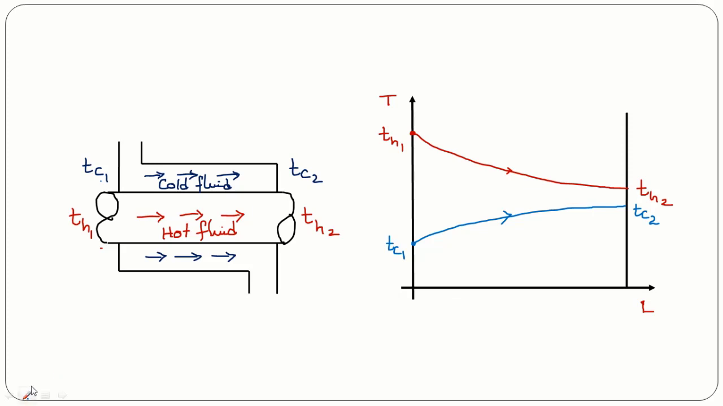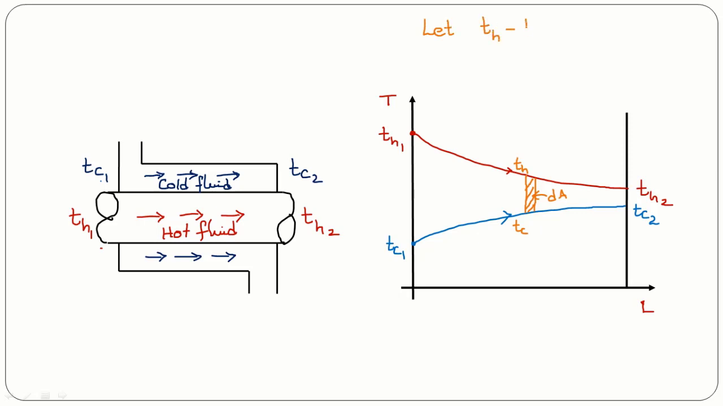Now, in order to do this LMTD analysis, first let us consider a small elemental area in this particular heat exchanger. So, let me take that elemental area as dA here. So, this is the elemental area that we are considering and it is taken as dA. Now, the temperature of the hot fluid at the beginning is Th, and the temperature of the cold fluid is Tc.